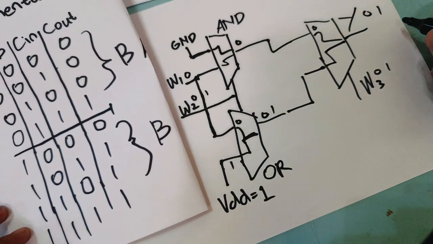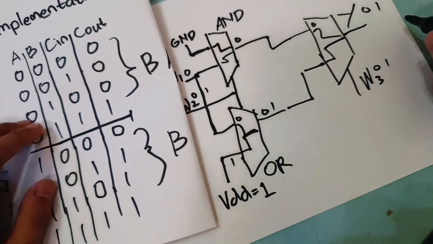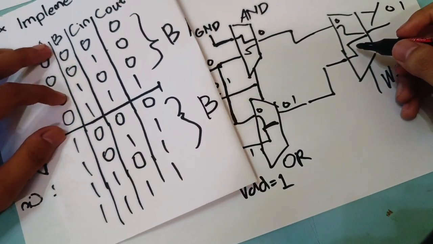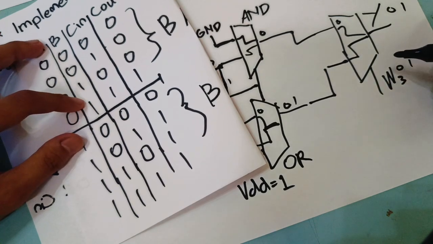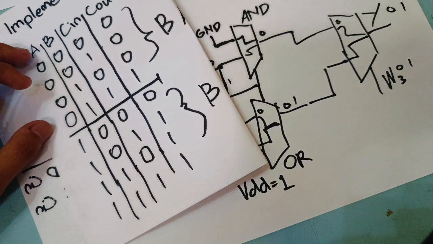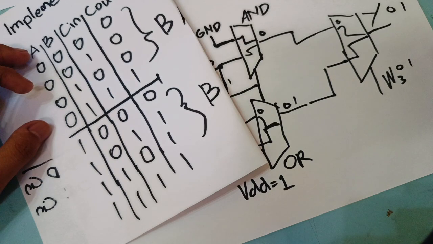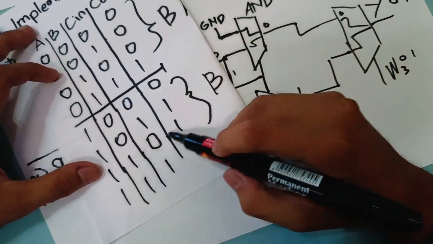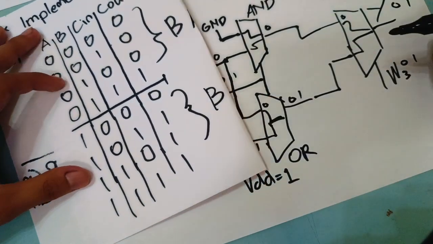So that means if W2 is 1, meaning B is 1, and W3 is 1 as well, the output will be 1, just like this.